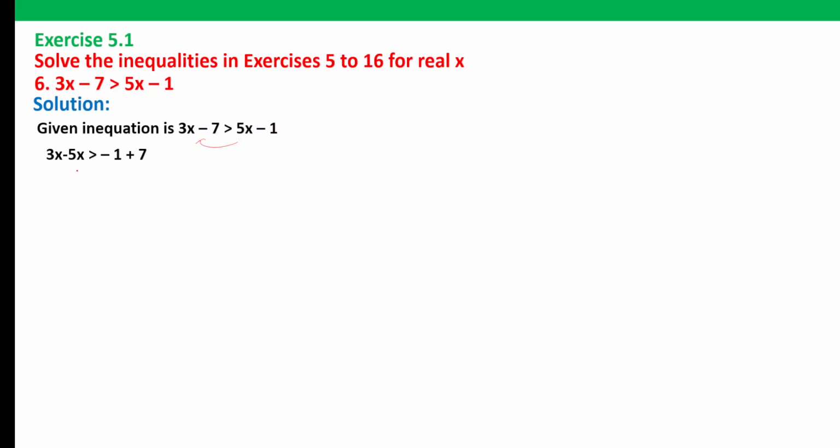3x minus 5x is minus 2x. Minus 1 plus 7 is 6. So here minus 2x is greater than 6. Now as we need to remove this minus sign, the sign will change. First, minus x is greater than 6 by 2. Then 2 1s are 2, 2 3s are 6. So minus x is greater than 3.